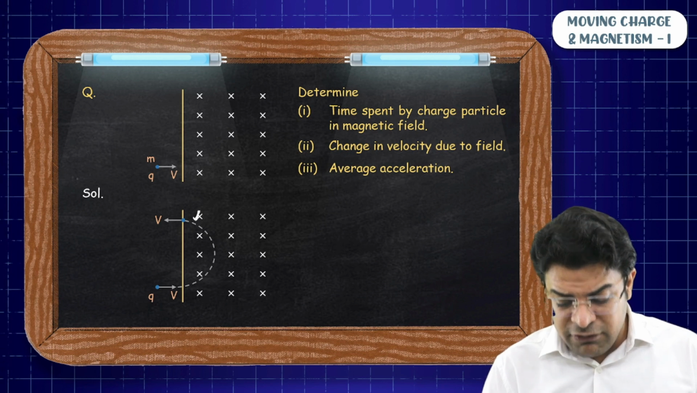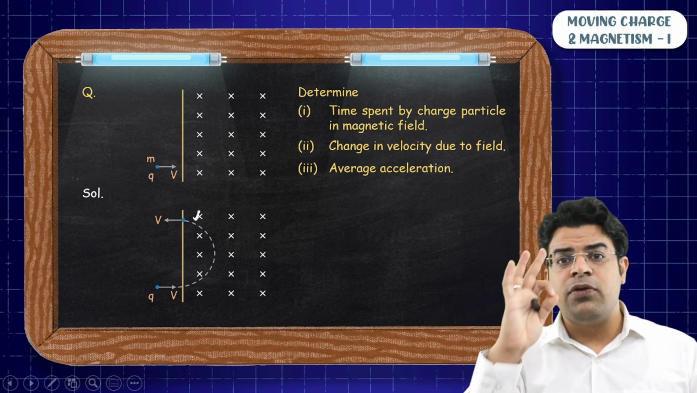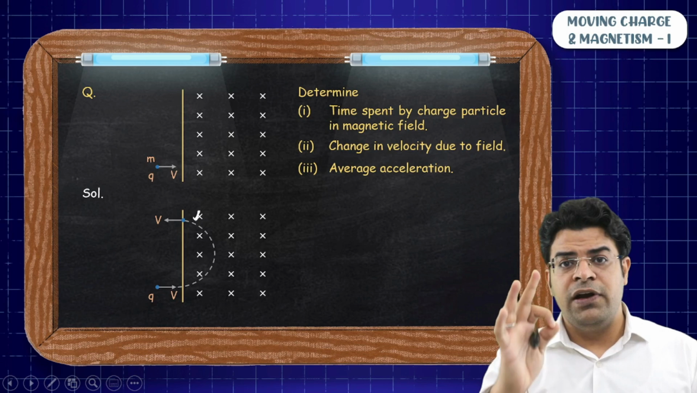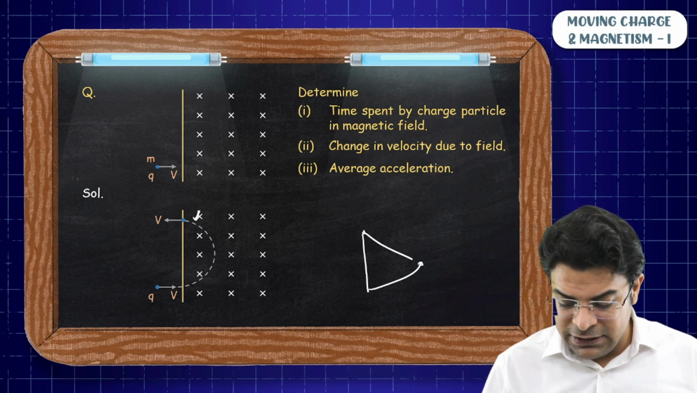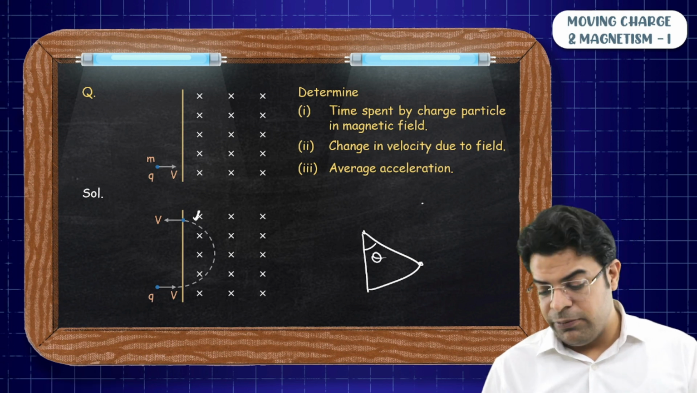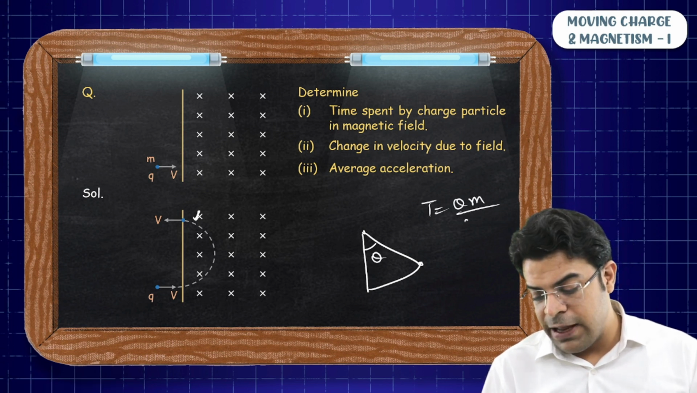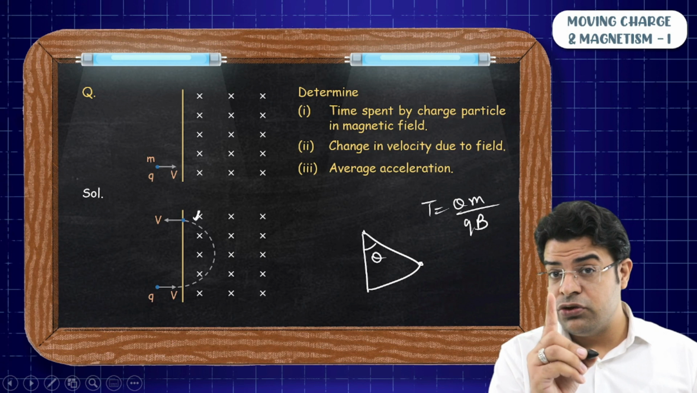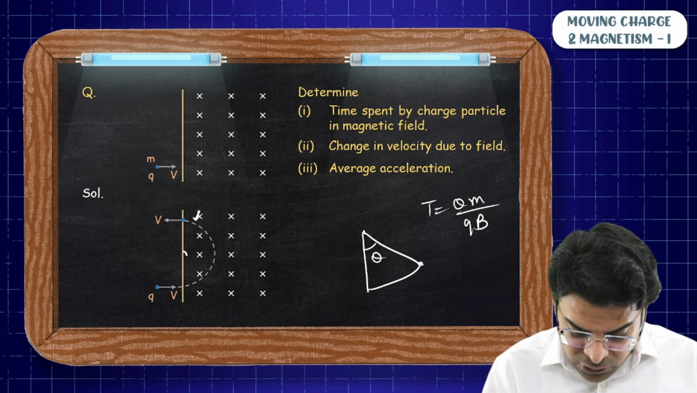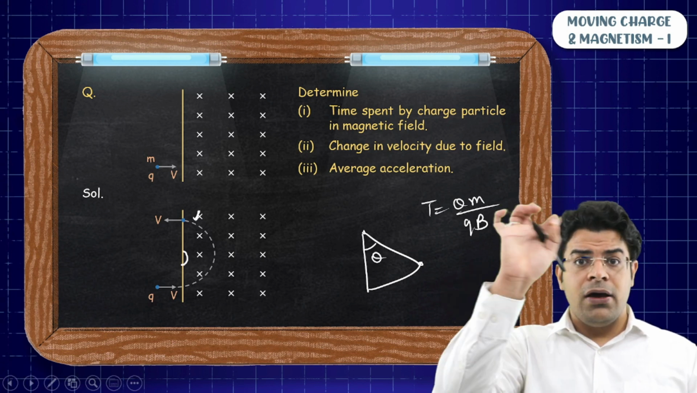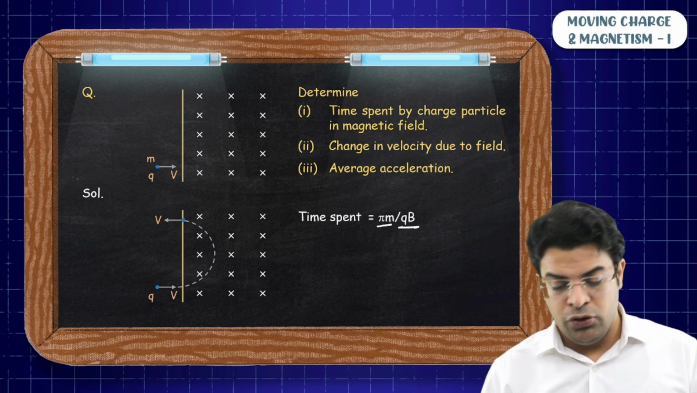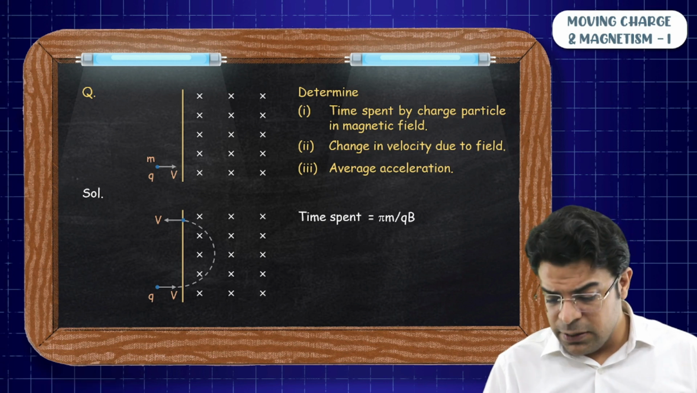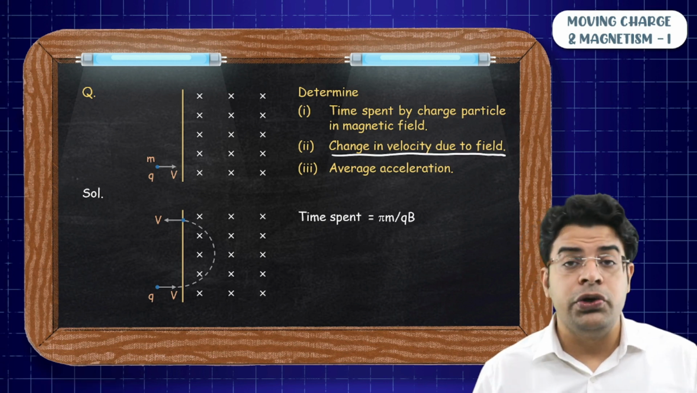Once it covers the semicircle, how much time would it have spent in the magnetic field region? To cover an angle theta, we know that the time taken is theta m by qB, where theta is substituted in radians. So to cover pi angle, the time taken has to be nothing but pi m by qB. So easy.